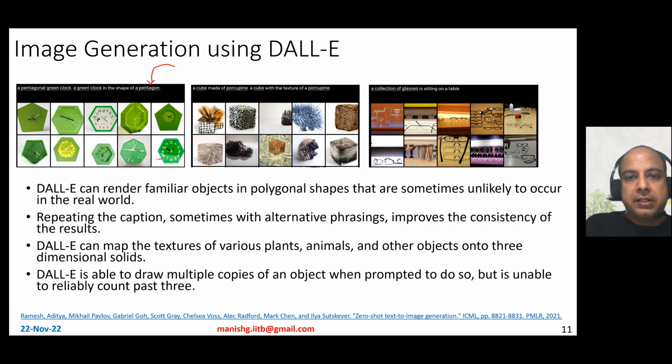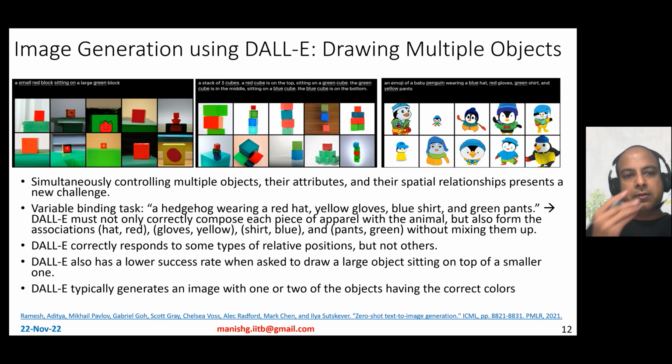DALL-E can also map textures of various plants, animals, and other objects onto three-dimensional solids. For example, here a cube made of porcupine, right? It can also try to generate images with repetitive objects. However, it is observed that repetitions above three are not very dependable. So sometimes it works, sometimes it does not work. And DALL-E can also generate multiple objects. So for example, you can try to generate a small red block sitting on a large green block.